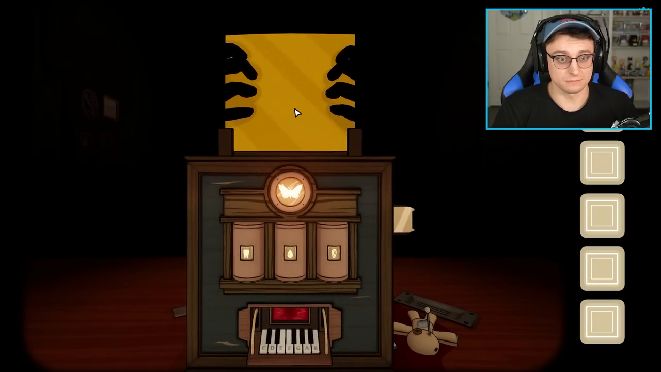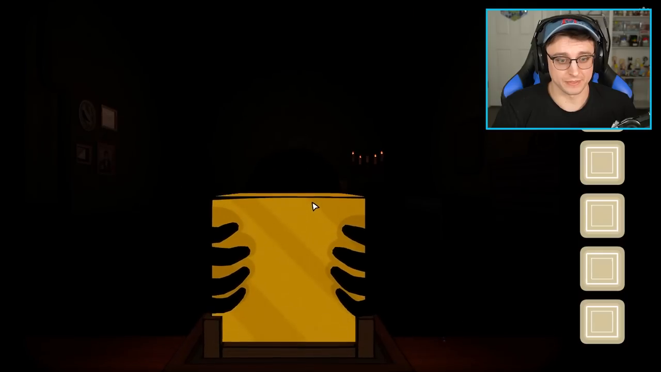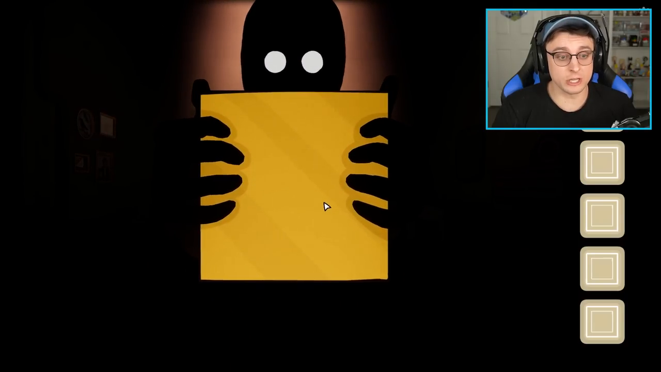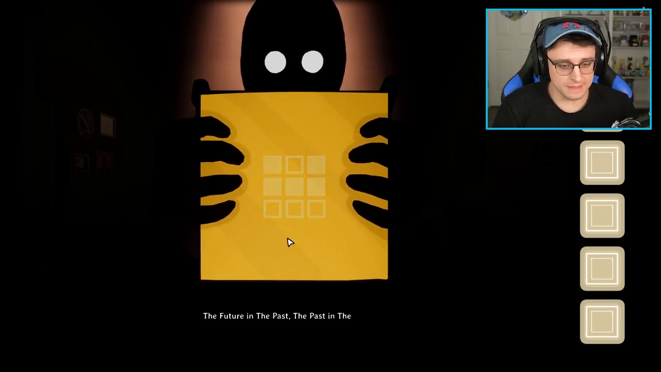The soul grabbed it. What do I do? It's the golden cube. Remember the golden cube? It's the golden cube. The future in the past, the past in the future. Whoa.